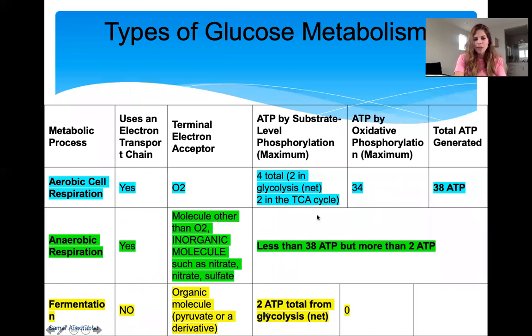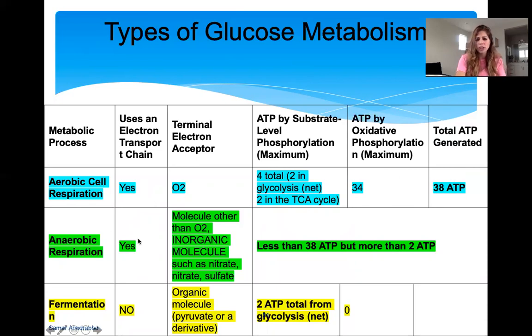And so again, to summarize it all, aerobic cell respiration uses an electron transport chain. Its terminal electron acceptor is oxygen. The amount of ATP made by everything that is not the electron transport chain is called substrate level phosphorylation. If you're watching any other YouTube videos, it is 4 ATP, 2 from glycolysis and 2 from the Krebs cycle. Krebs cycle and TCA cycle are the same thing. Oxidative phosphorylation is the same thing as the electron transport chain. So we get 34 ATP. The total ATP we get from aerobic cell respiration is 38 ATP.